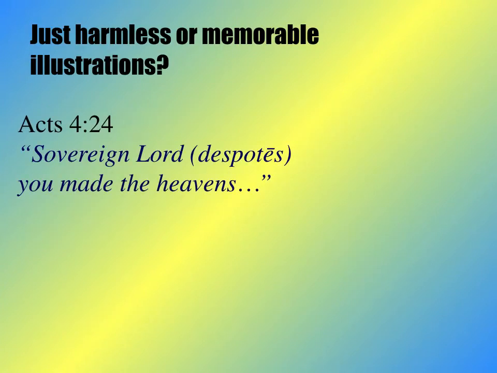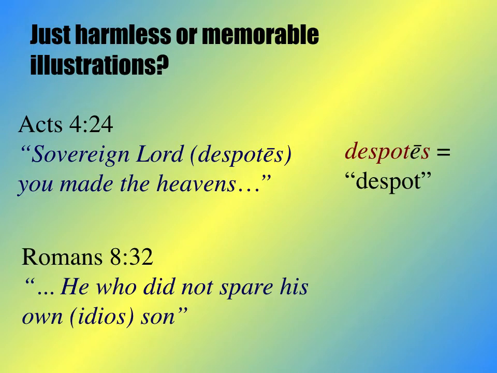Now, some people have said, well, these are just harmless or memorable illustrations. But in fact, you can produce heresy by doing this kind of etymology. The word sovereign, when it says sovereign lord, is despotes. We get the word despot from that, or a tyrant. Well, God is not a tyrant. That's a false etymology.